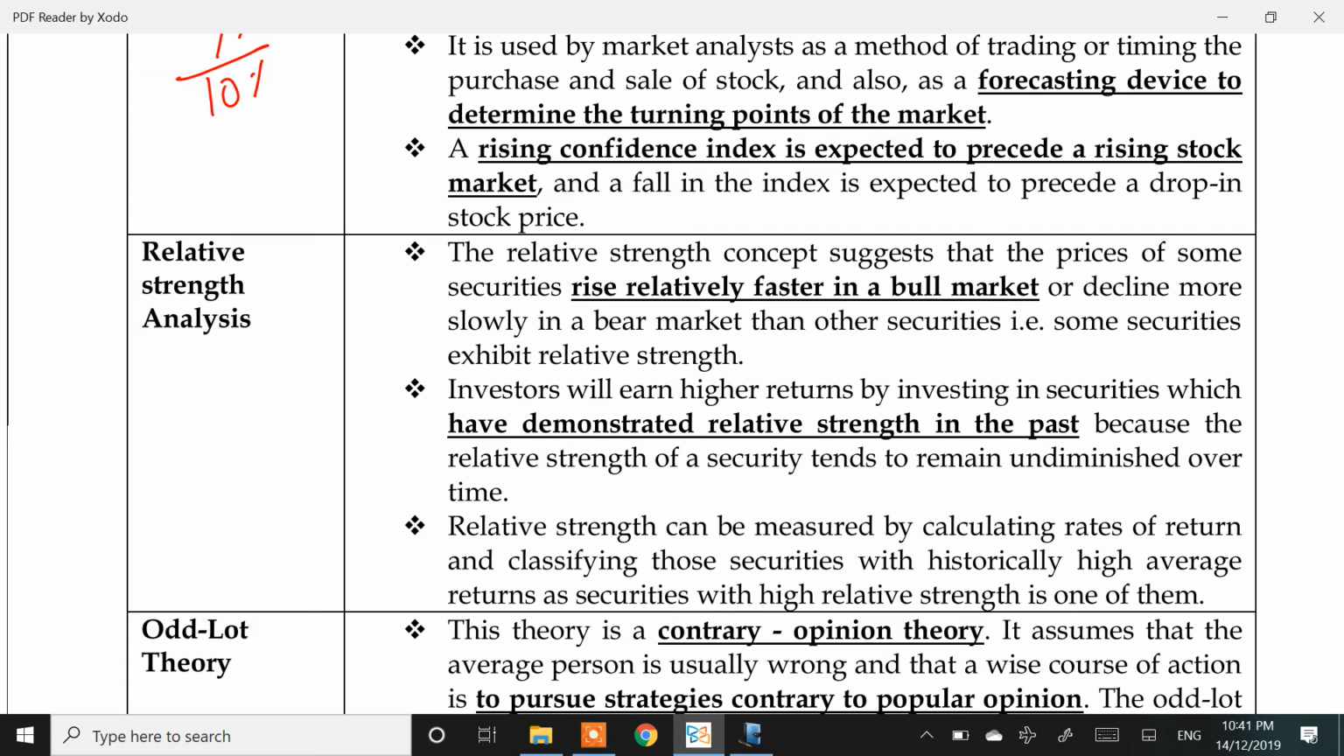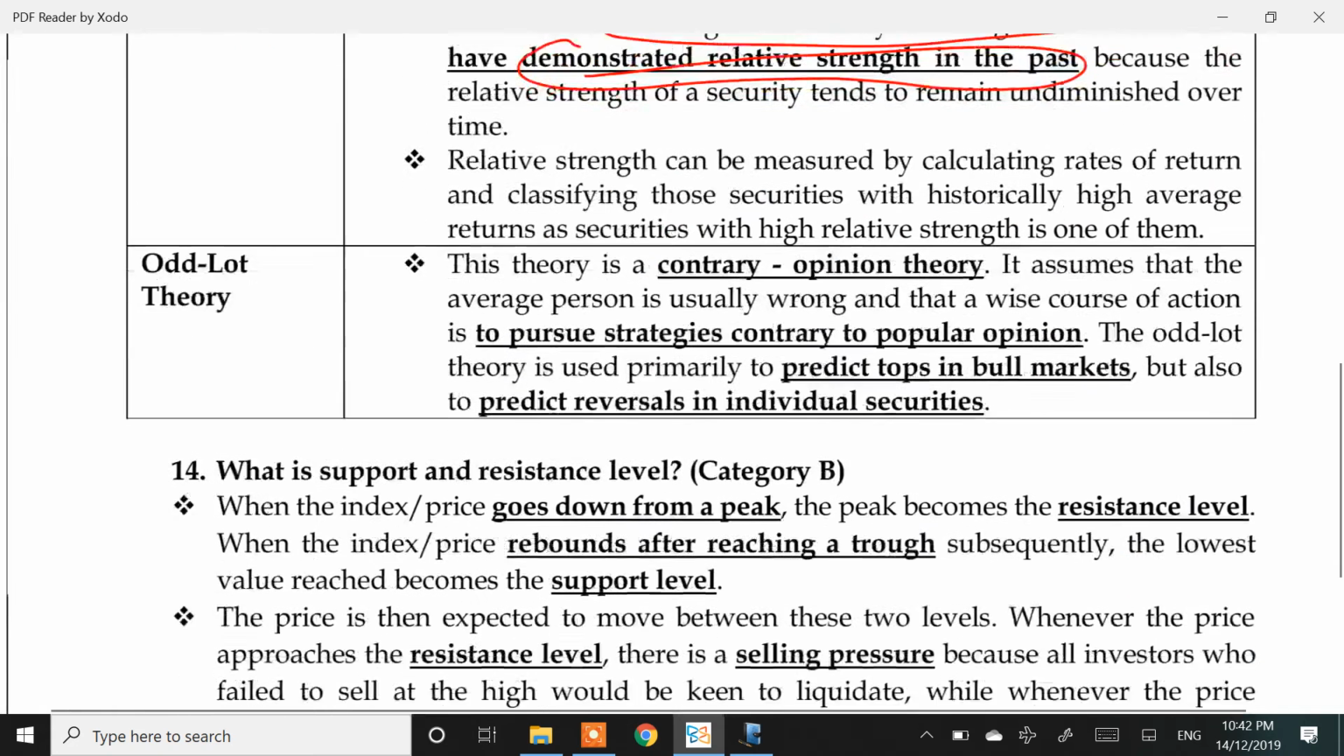So what is relative strength analysis? It says that prices of some securities rise relatively fast in a bull market, and similarly they decline slowly in a bear market. So these are a set of companies which perform significantly better in a bull market, and when there is a bear market, their weak performance is on the lower side. So if you invest in these securities, you will earn higher returns because they have demonstrated relative strength in the past.